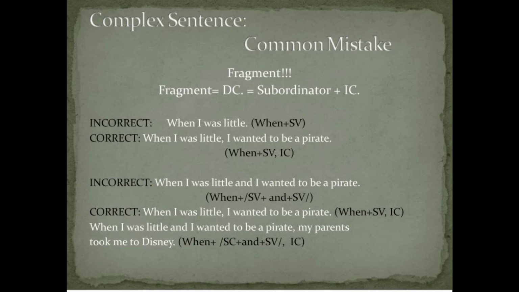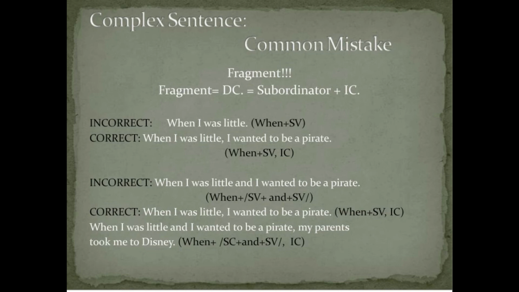Here are some examples. It is incorrect to write "When I was little" and put a period at the end. You only used one DC: when, subordinator, I was, subject and the verb. To correct this sentence, you must add at least one IC. When I was little, comma, I wanted to be a pirate.